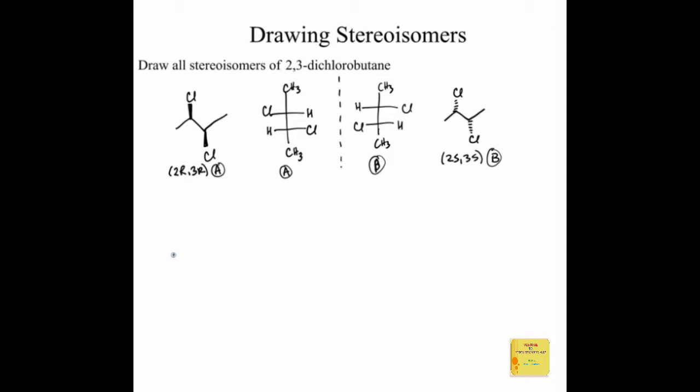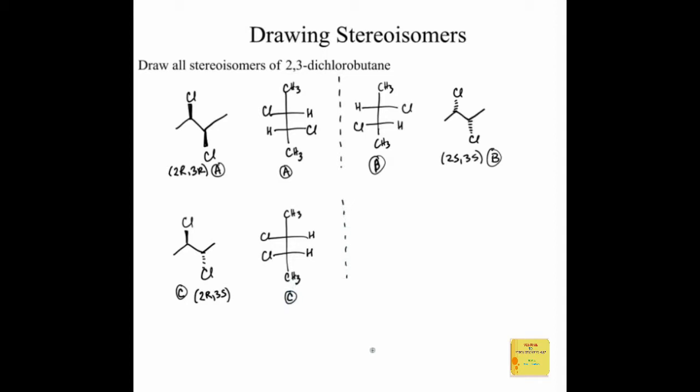What would be another possibility? Well, we could draw one as a wedge and the other as a dash. So this is clearly a unique compound. We would call this 2R, 3S. And our top carbon here stayed the same with the chlorine on the left, but now the bottom carbon moved the chlorine over to be on the right. So this is structure C.